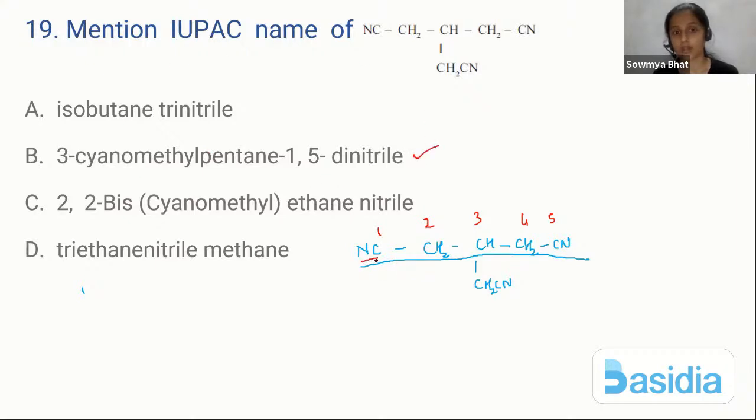Dinitrile, because we use nitrile here: when CN is named as a suffix it is nitrile, and if it comes as a prefix, you get 3-cyanomethyl. At the third position, one of the hydrogens of the methyl group is replaced by the cyanide. So this should be 3-cyanomethyl pentane. There are 5 carbon atoms, so pentane. At the first and fifth positions there are 2 CN groups, so that should be nitrile. So option B would be the right answer.